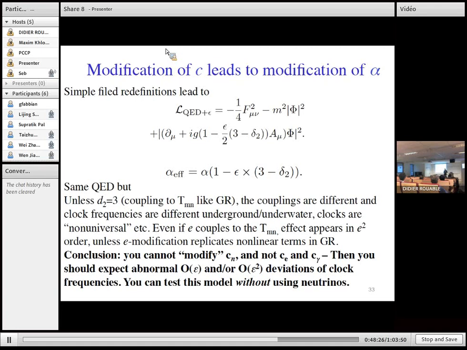Then you can show that if you choose delta equal to 3, the effect may still appear at the quadratic level, and so you have your epsilon squared, 10^-5 squared is 10^-10. Sounds like a small number, but it's still larger than GR, okay? You have to have a theory that is very nonlinear and indeed replicating all the GR nonlinearities. Then you can get rid of the modification of coupling.